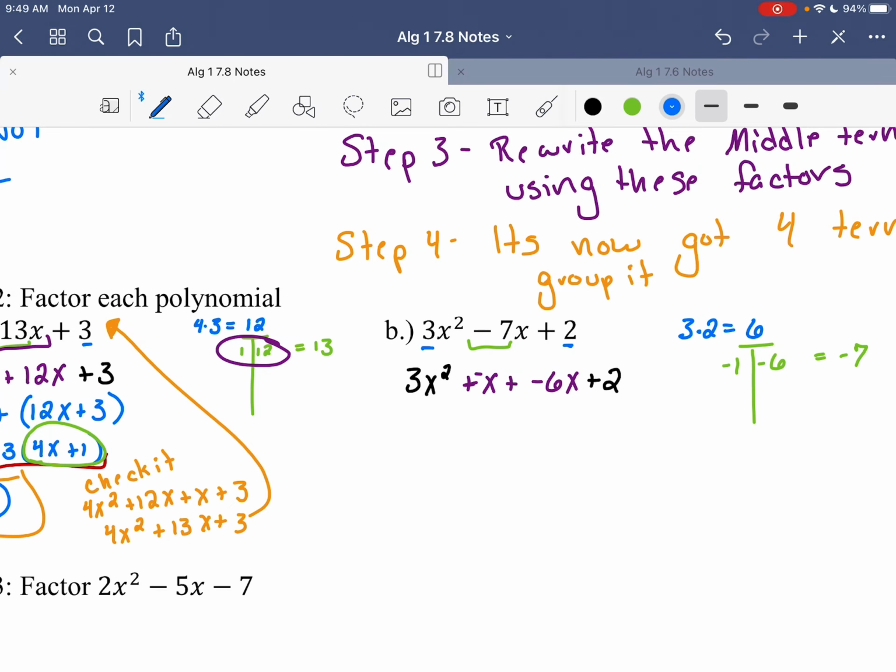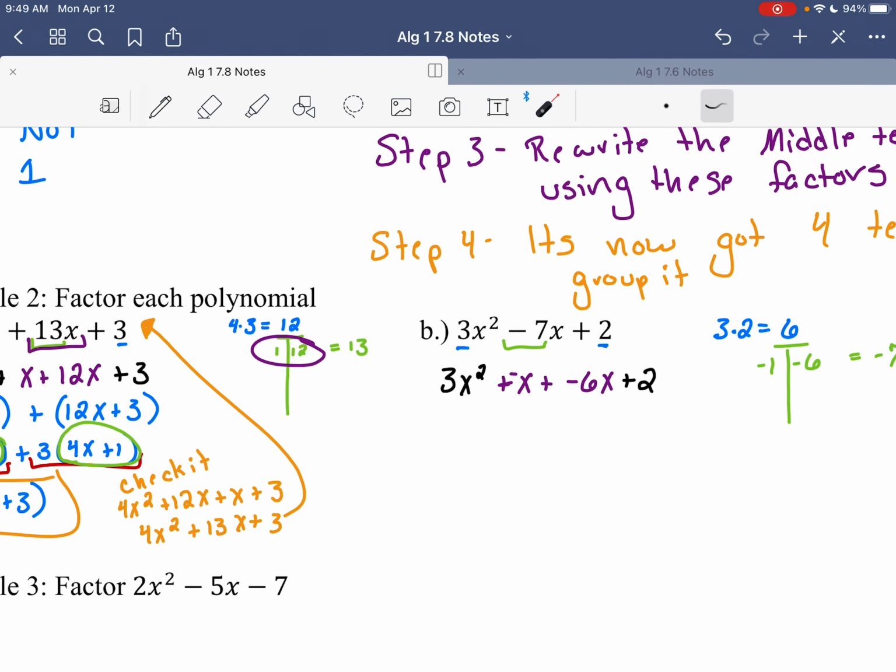4 terms. We've got 3x squared plus negative x. Again, double checking to make sure this is equivalent to that one. It is. When I put these two together, I get negative 7. Now I'm going to group the first two, 3x squared and the negative x, plus negative 6x plus the 2. Okay, now factor out common factors.